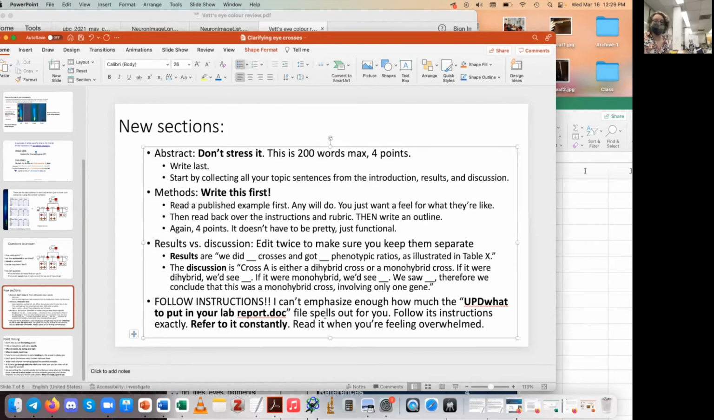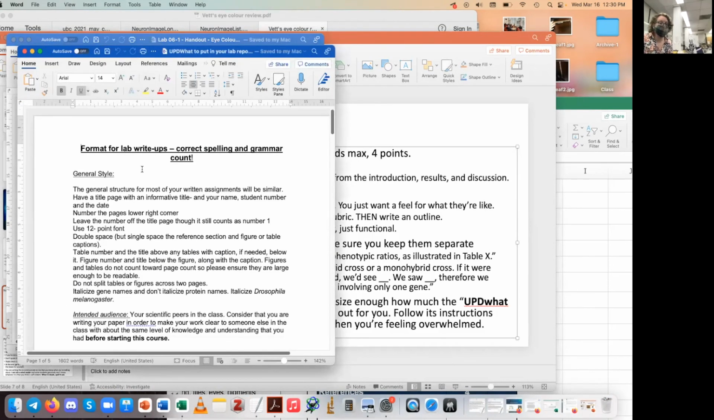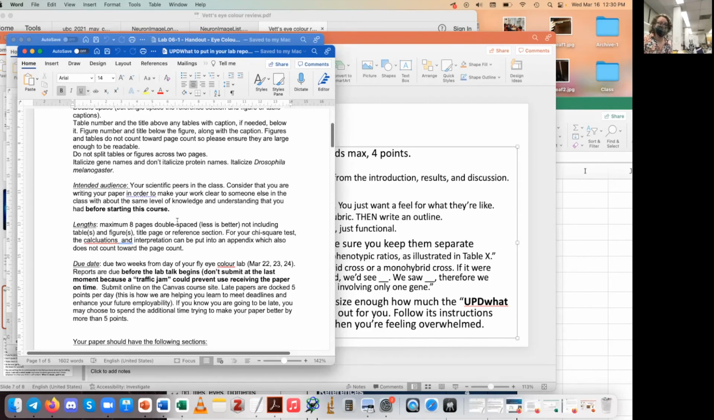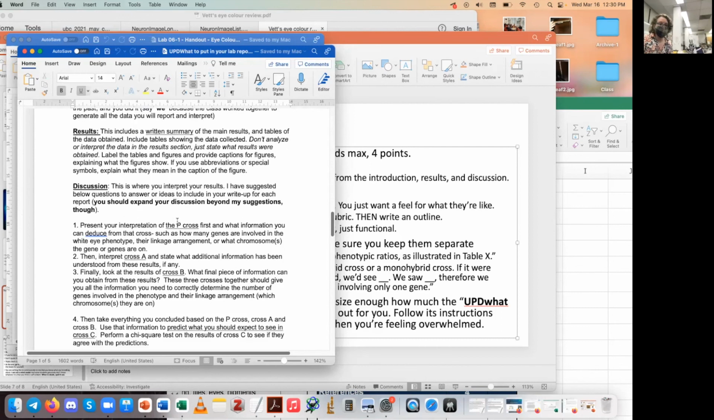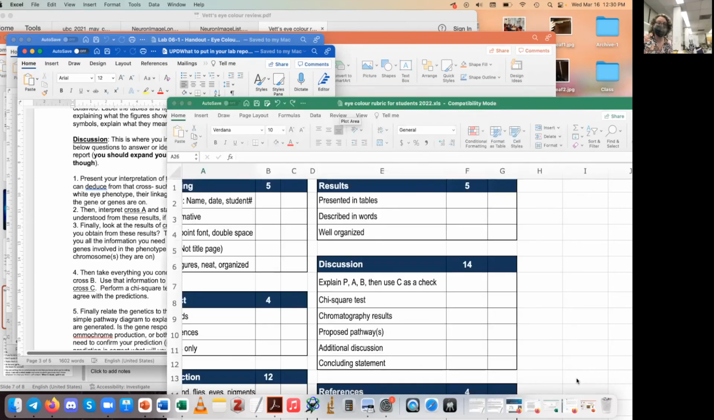And for the love of God, follow instructions. I cannot emphasize this enough. This document, what to put in your lab report, follow it religiously. Don't leave anything out. Make sure every single aspect is accounted for. There are even bullet points in the discussion. It's very specific what we want. And then you can see that reflected in the rubric. It's very specific what we're looking for.